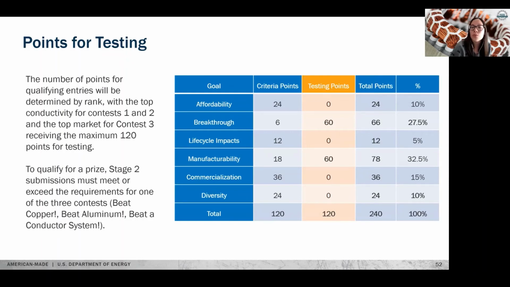So to qualify for a prize, the stage 2 submission has to meet or exceed the requirements for one of those 3 contests, which was, as Tina mentioned, the beat copper contest, beat aluminum, or beat a conductor system.